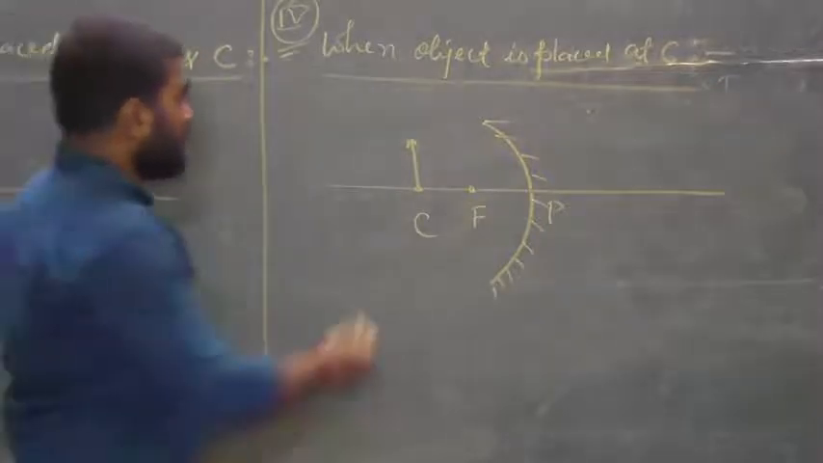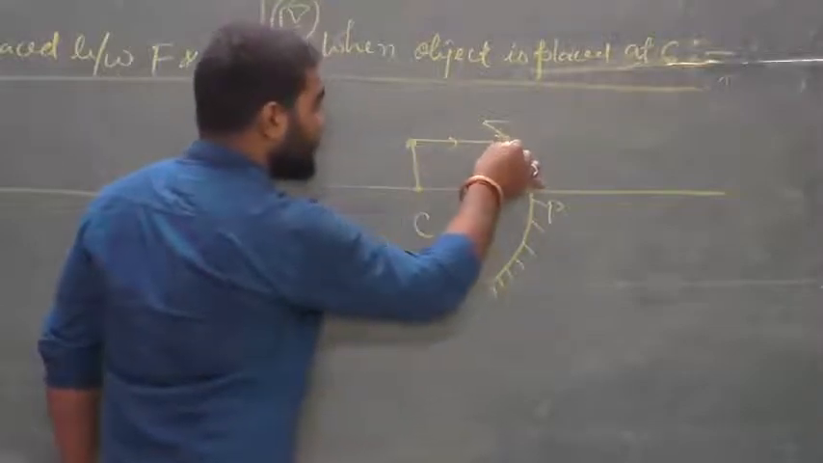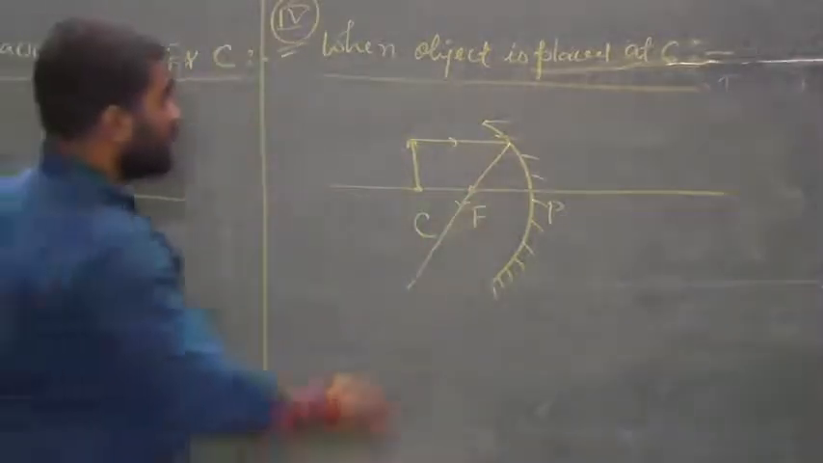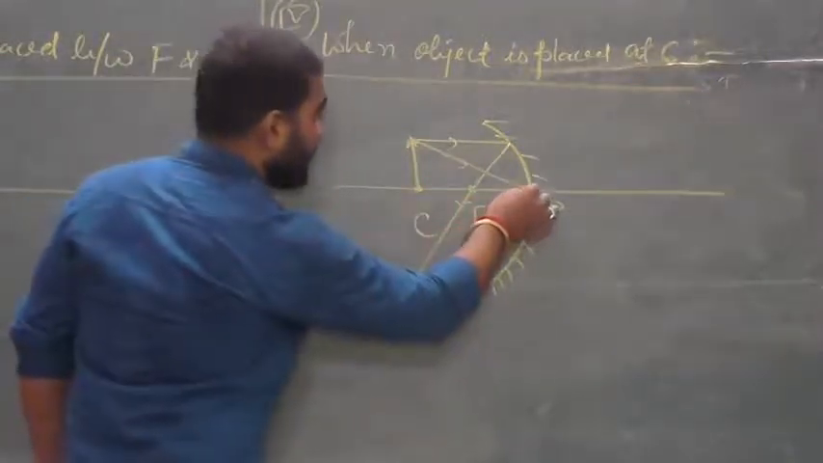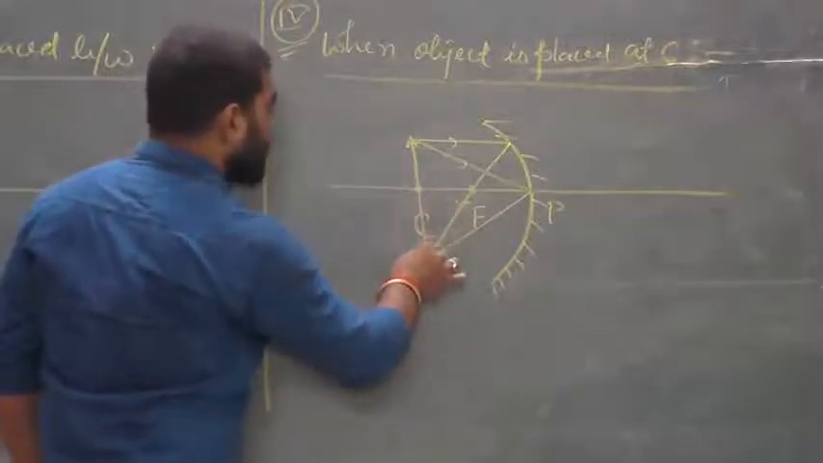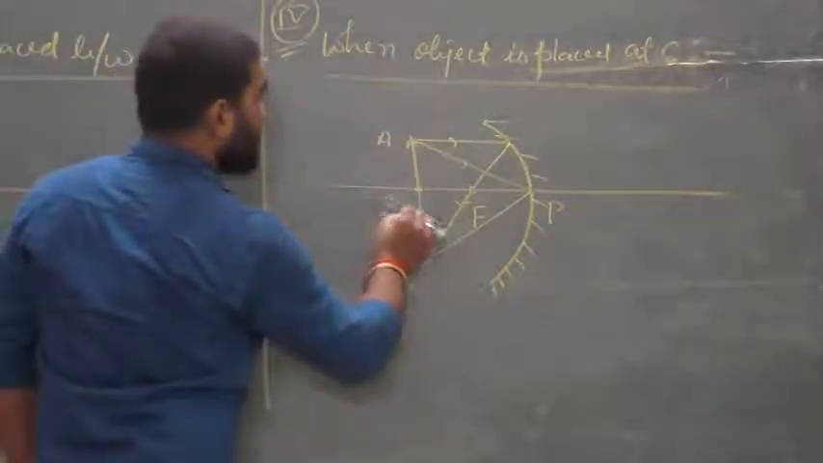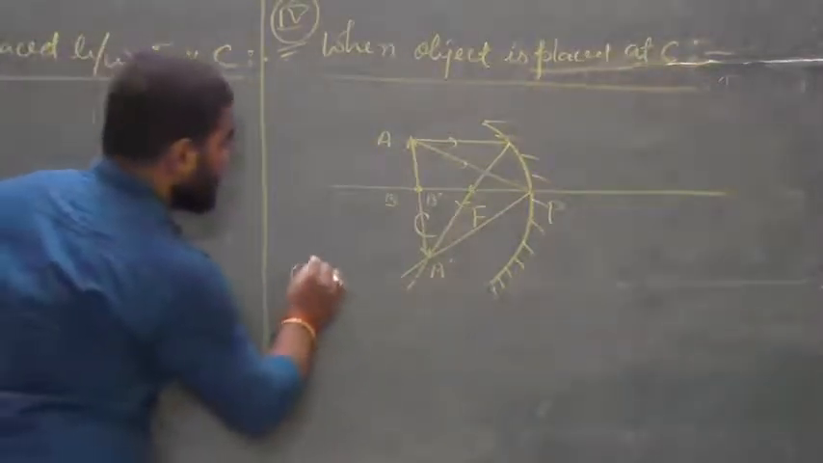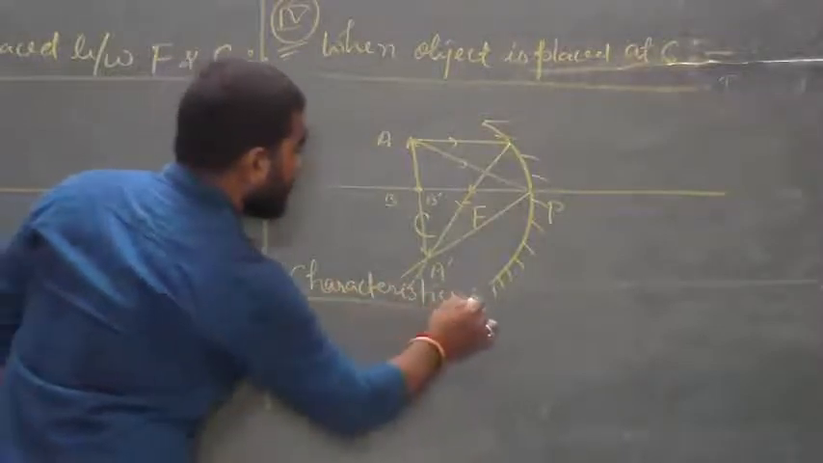Here also we can use any two rules. In the first way, a ray going parallel to the principal axis will come back obliquely through the focus, and when the ray of light falls obliquely on the pole, it will come back with the same angle. So we can see they are cutting each other at the center of curvature. So here the object is at the center of curvature and the image is also formed at the center of curvature. So what will be the characteristics of the image?